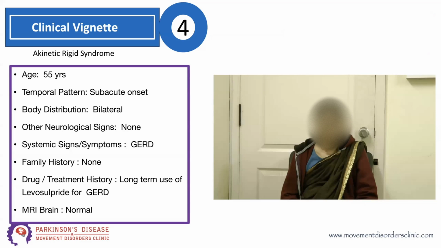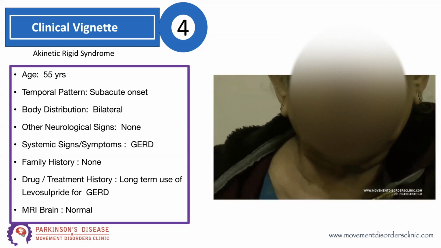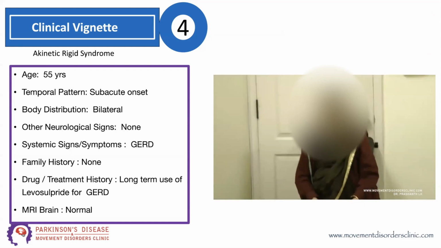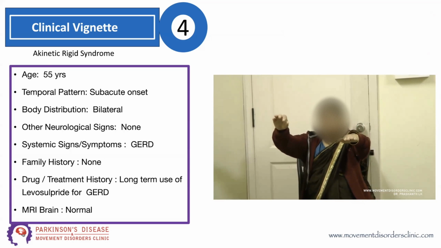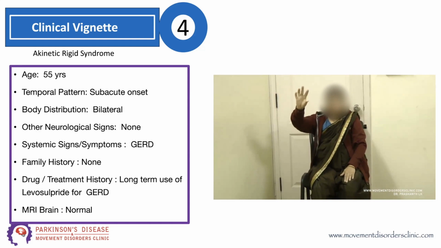This case 4 is the commonest case that we see. Once again, a middle-aged person who is presenting with subacute onset with almost symmetrical features of slowness, stiffness, and tremulousness, clinically appearing as an akinetic rigid syndrome or a Parkinsonian syndrome. In addition, the patient also tells that she had a long-standing history of gastroesophageal reflux disorder and has been on long-term usage of levosulpiride for her gastroesophageal reflux. MRI brain is normal.